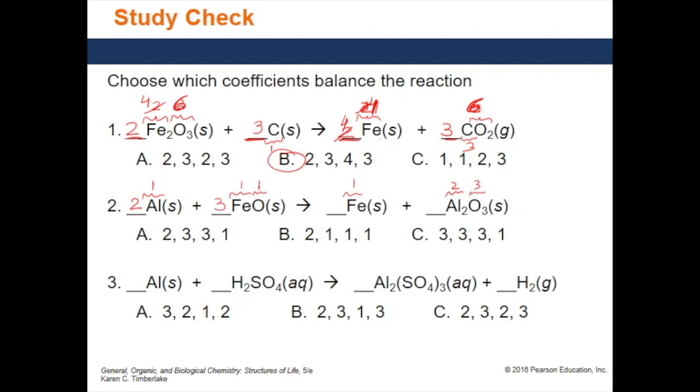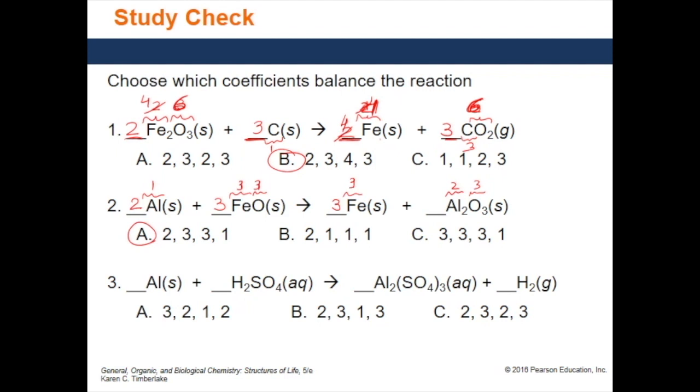But that changes the number of iron. The oxygen here is 3 now and 3, which is balanced. But the number of iron has to be changed. Here now the number of iron is 3. So I have to modify this and change it from 1 to 3. To do that, I need a coefficient. So the coefficients are 2, 3, 3, 1. 2, 3, 3, 1 is A.